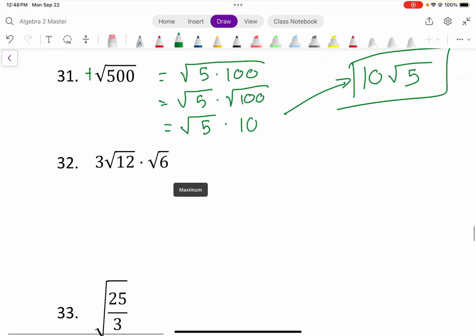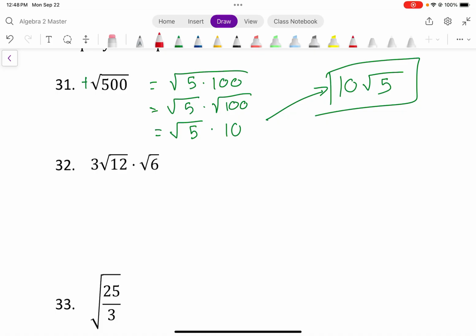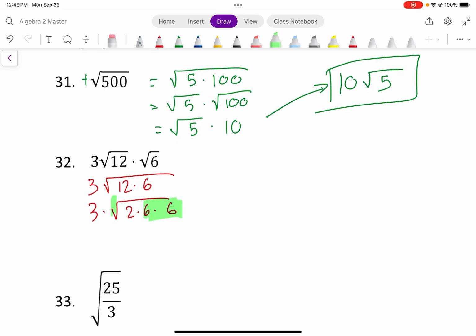In number 32, there's a couple of different ways you could do this. I'm going to start with taking the stuff that's underneath the radical and multiplying them together, but I'm not actually going to complete that multiplication. 12 is 2 times 6. And what I've done is found a pair of 6s to match with my index that's hiding as a 2. And this is going to give me 3 times a 6 that breaks out with a 2 that got left behind.